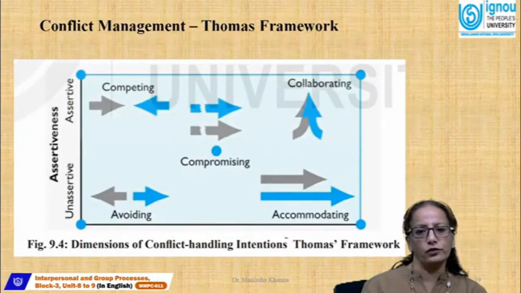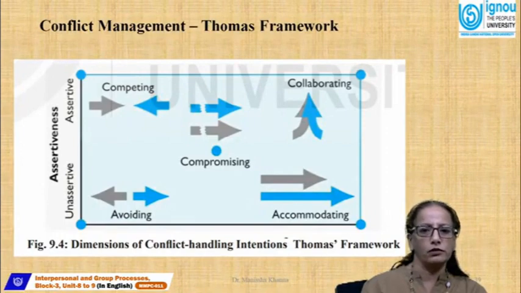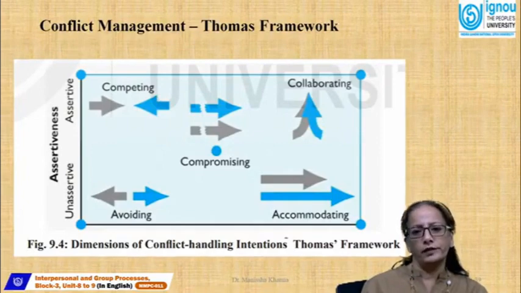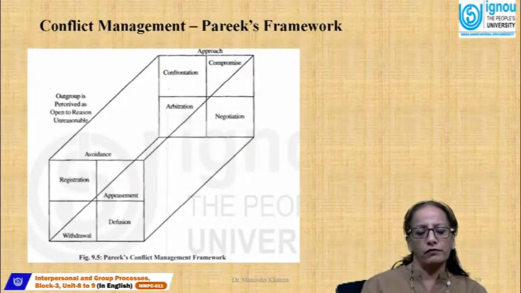So if we see from this figure, when it is assertive behavior, avoiding and accommodating is the strategy or this behavior is seen. In collaborating, either it is extreme collaborating or when it is competing, that comes when there is assertive behavior, and compromising is a mid situation. There is another framework, Pareek's framework, given on conflict management.